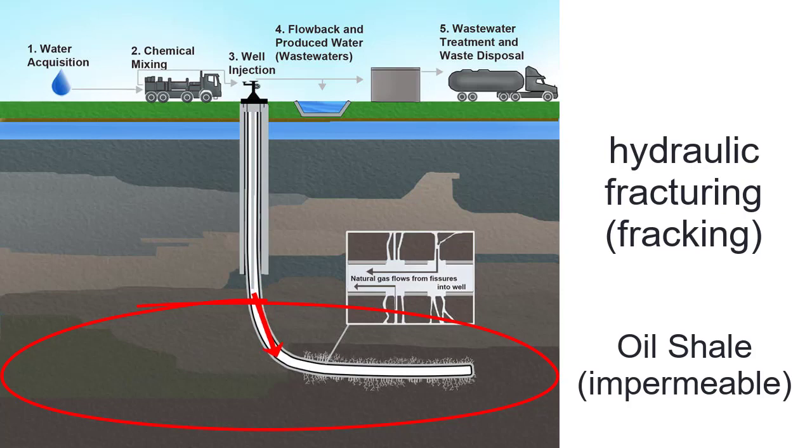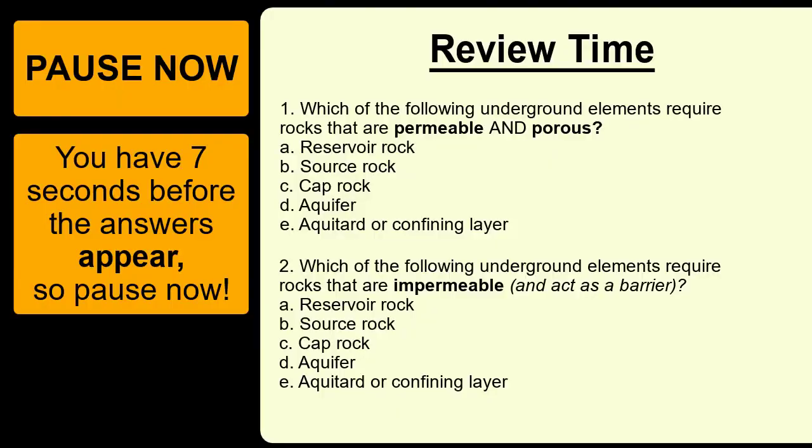Wells are drilled into the source rock, and then water and chemicals are injected into the holes at high pressures to both fracture the source rock and make it easier for the gas to collect in the injected water and exit. This technique is primarily used to release gas from shale. Pause now.